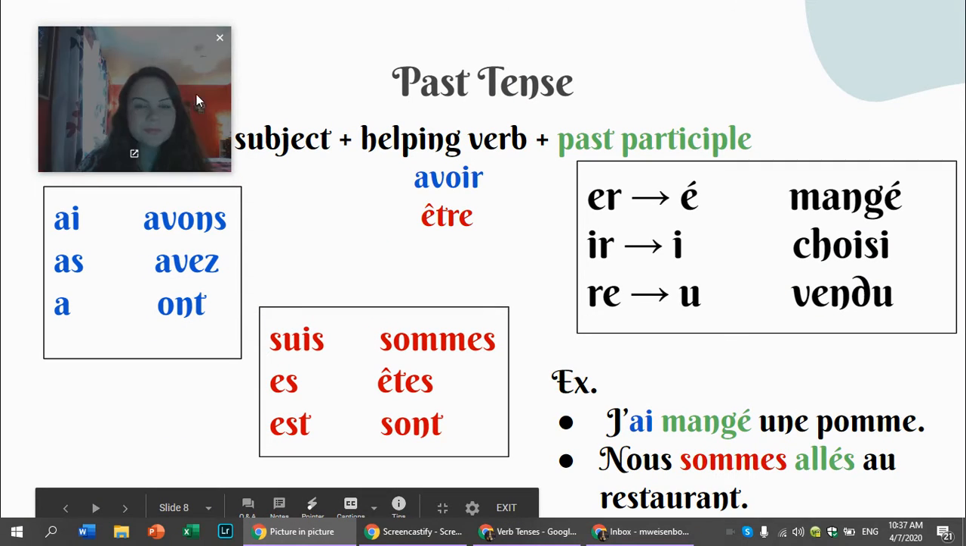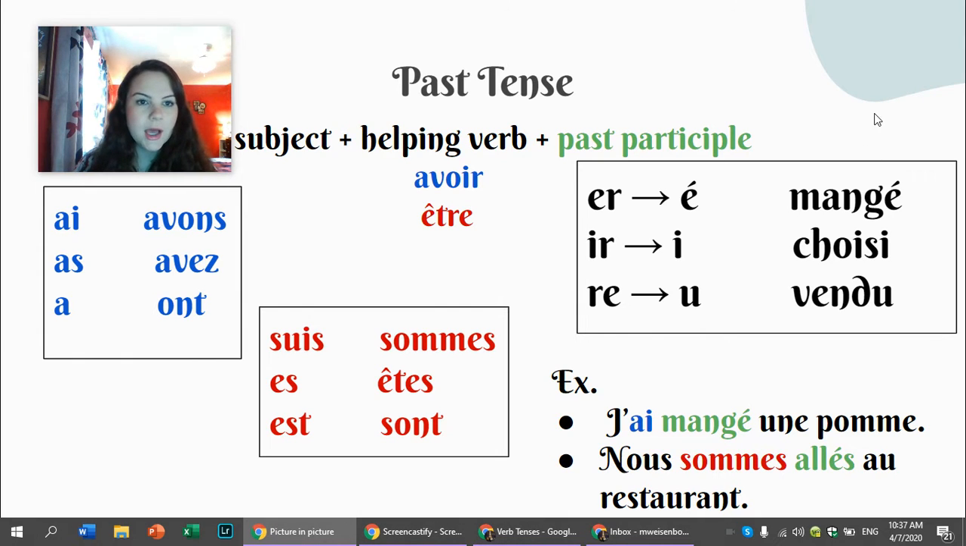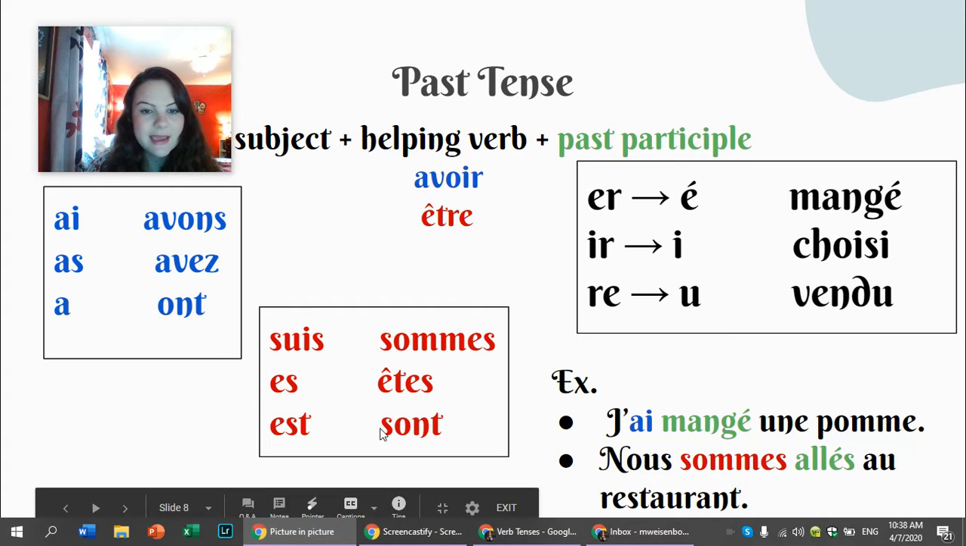Okay, so here is just a little review on the formula for creating the past tense, le passé composé. So you're going to need a subject: je, tu, il, elle, on, nous, vous, ils, elles, and then a helping verb. The helping verb is either going to be avoir or être. It's always either avoir or être. And over here we have those conjugations for avoir and être. So here are the avoir ones and here are the être ones. You just conjugate that based on the subject, obviously.